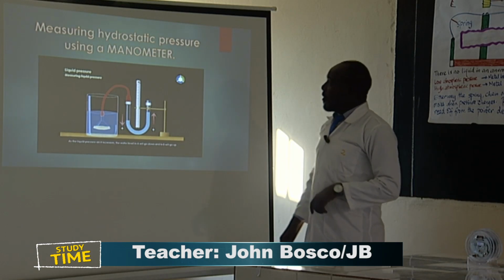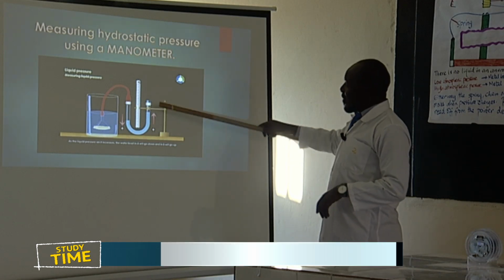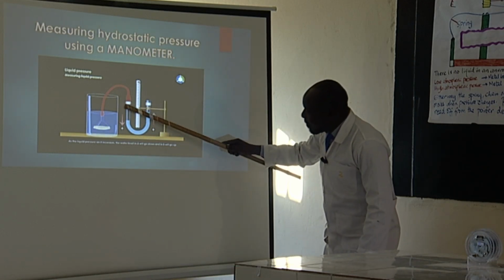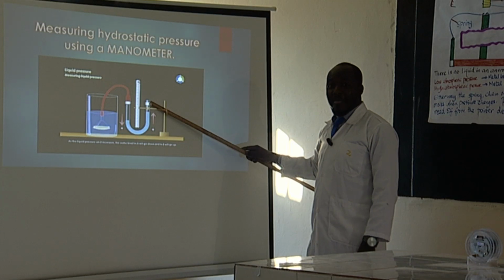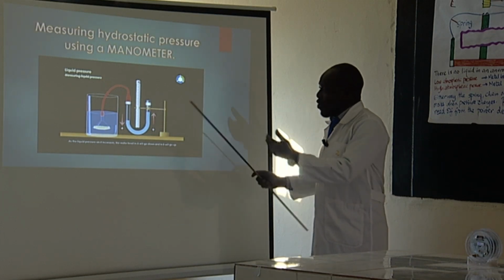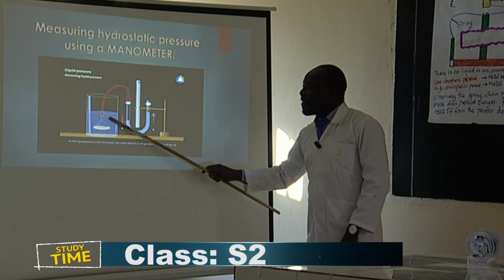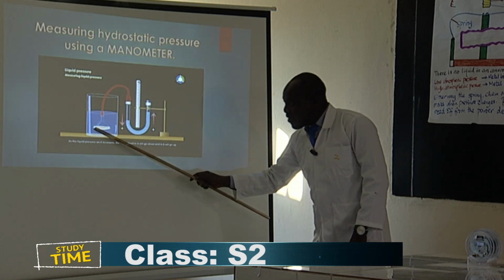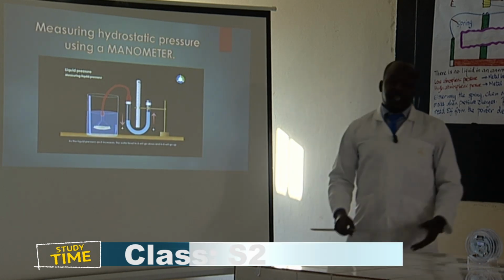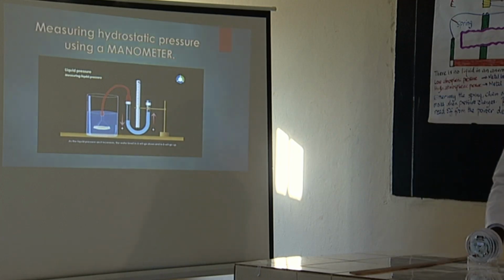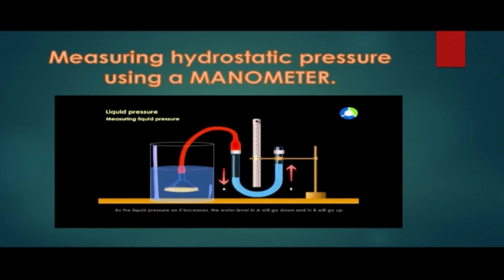So, where is the manometer in this arrangement? The manometer is this. This is the manometer, okay? All these other apparatus are to help us measure the pressure, the hydrostatic pressure inside this liquid. Of course, it is going to be at this point in the liquid. So that is how our experimental setup looks like.